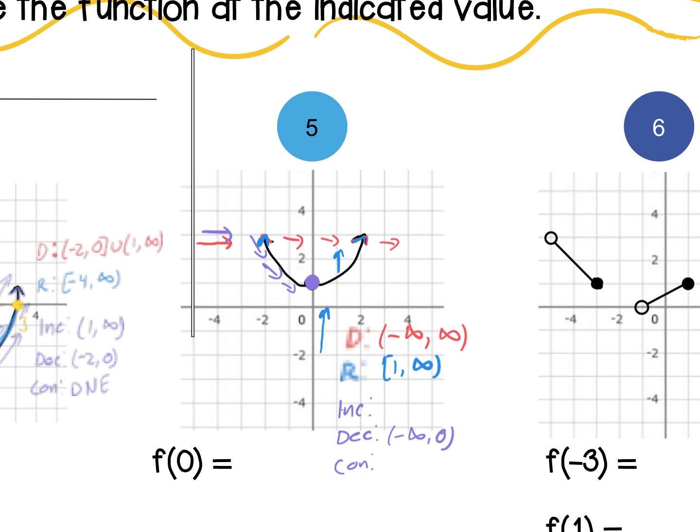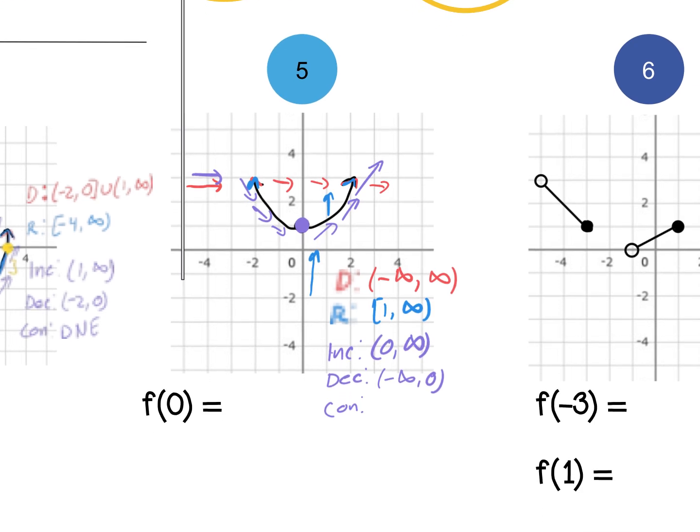So what does this mean? It means from negative infinity to 0, our graph is moving downwards. And then after this point right here, after 0, we're going to be going up. We're going up, up, up, and we never stop going up. So we're going to be increasing from 0 to infinity. And there's nowhere on this graph that we're completely flat, so constant is going to be does not exist.